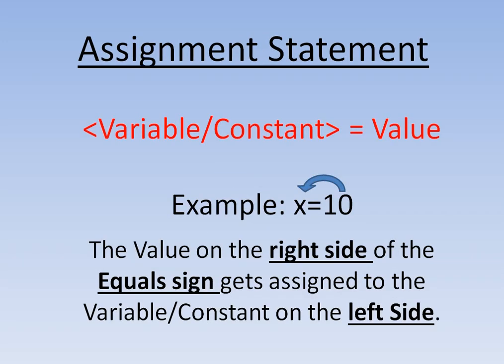Let us look at an assignment statement. The general structure of an assignment is a variable or a constant equal to value. Let us explain this with a small example. We are having an assignment statement of x equal to 10. So the value 10 gets assigned to x. That is what we have explained. The value on the right side of the equal sign gets assigned to the variable or the constant on the left side. So this is an assignment statement.